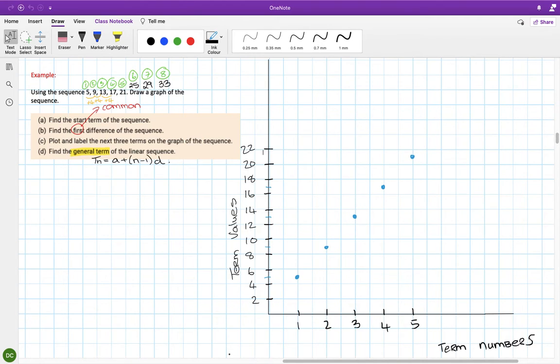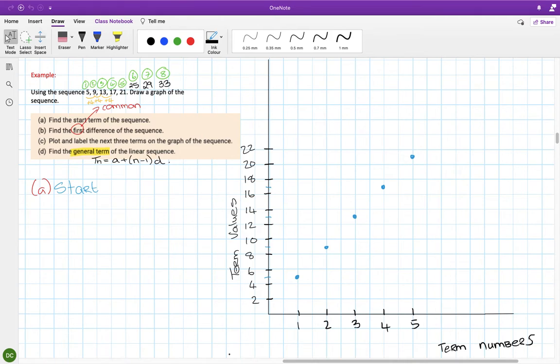Okay, so there's my graph. Draw a graph of the sequence. I have done that. Now, part A. What is the start term of the sequence? So the start term is the starting term, and the starting term is 5. Yeah, that's what it starts with, 5, 9, 13. So the starting term is 5.